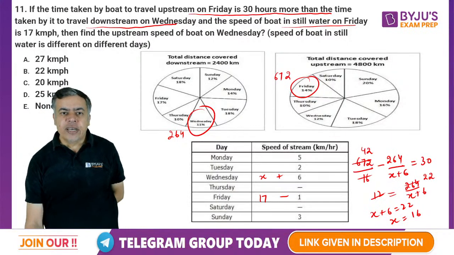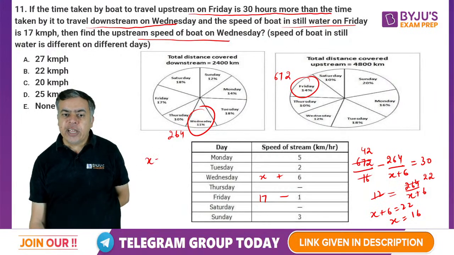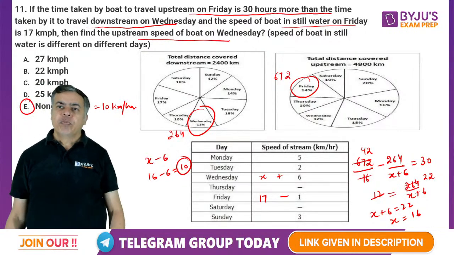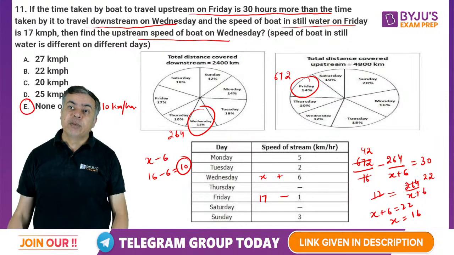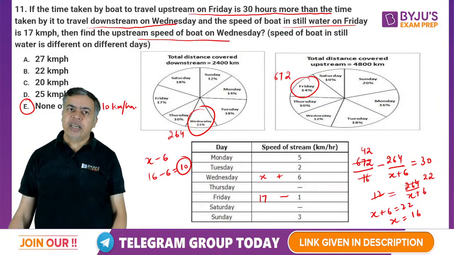Right? Now he's saying find the upstream speed of the boat on Wednesday. That is x minus 6. He wants x minus 6. So 16 minus 6, it will be 10 kilometer per hour. So the answer will be E, which is 10 kilometer per hour. Don't mark 22, because 22 would be the downstream speed. He is asking the upstream speed, and upstream speed would be 16 minus 6, that is 10 kilometer per hour. Right? E option should be the correct answer.